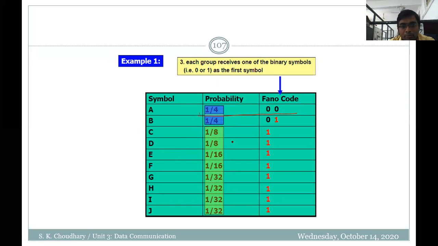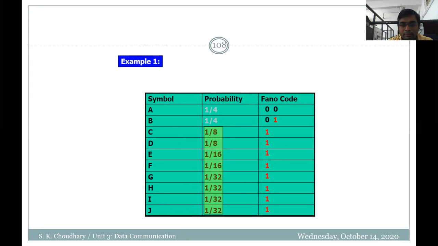Now we move to the second group, that is C to J, and again we try to divide it into two equally probable messages. So it becomes 1/8 and 1/8 again, and 1/4. So it is 0.25, 0.1. You can divide it like this: C and D in one group and E to J in the other group. You can see.